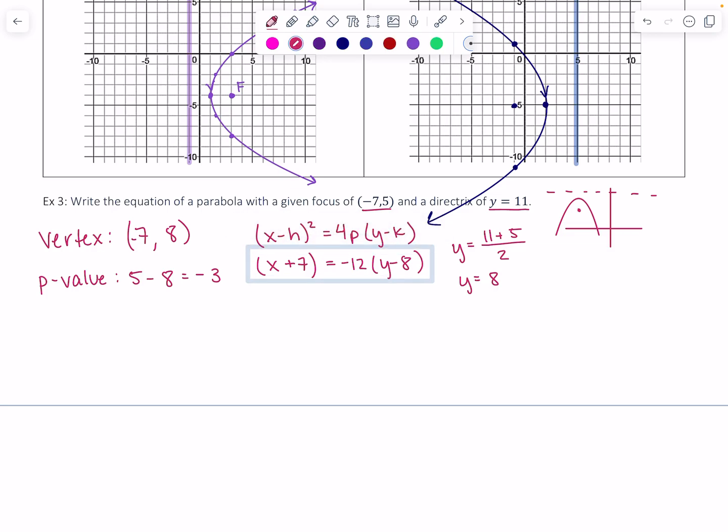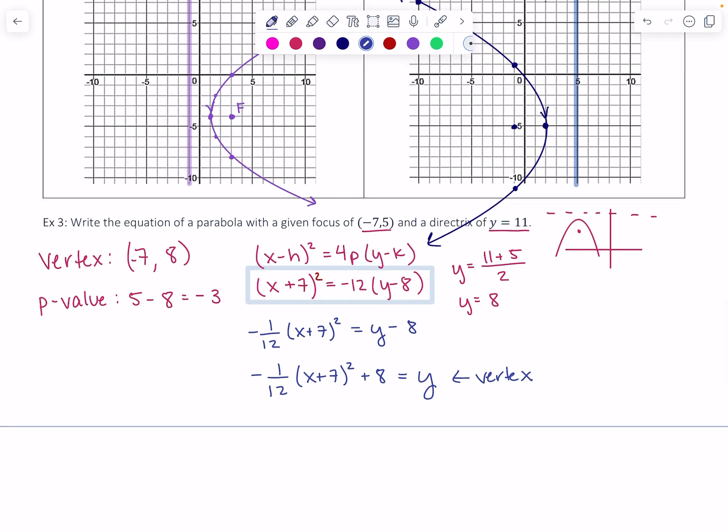The other thing is that I'm going to check our work a little bit because I want to bring this back to our standard form that we talked about earlier. If we solve for y, we're going to start by dividing by -12, x plus 7 squared is equal to y minus 8. Add 8, so -1/12 times x plus 7 squared plus 8 is equal to y. And now in this vertex form, we can easily see that our vertex is at -7, 8, a dilation of -1/12, and all the things that we need to go from there.